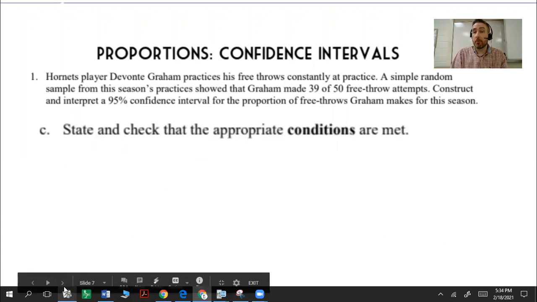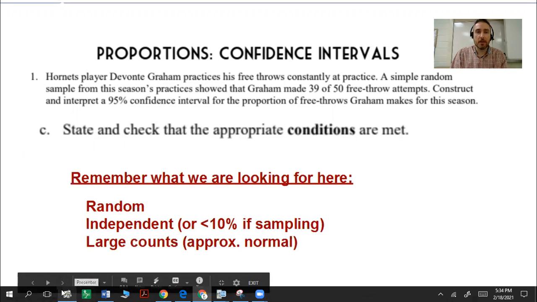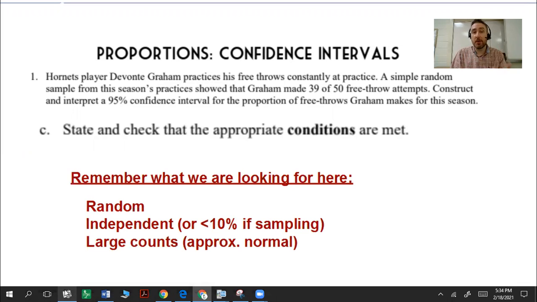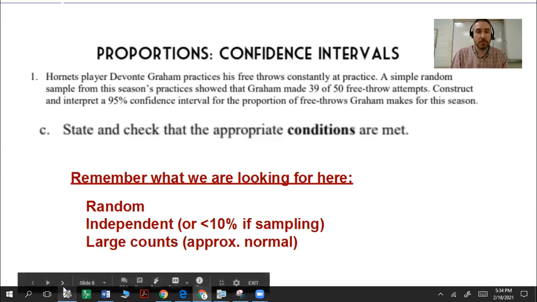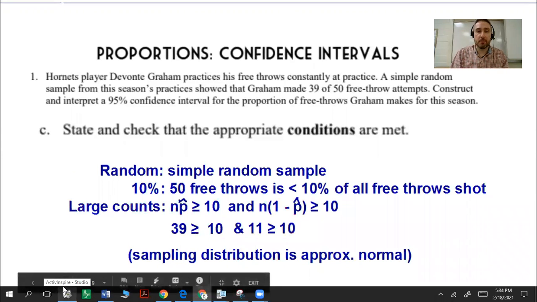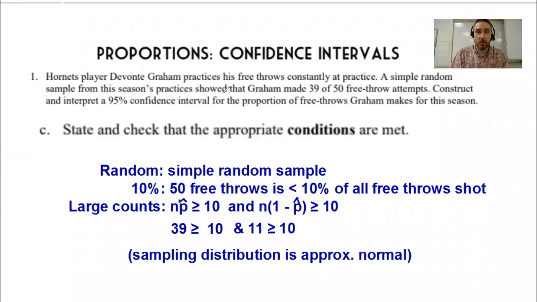Let's state and check the appropriate conditions. Remember, that's the assumptions and conditions. So remember, we need random, independent, and large counts. Those are the 3 things that we're looking for here. Random, independent or 10%, and large counts. So let's look at the random. We have a simple random sample. It says so right here.